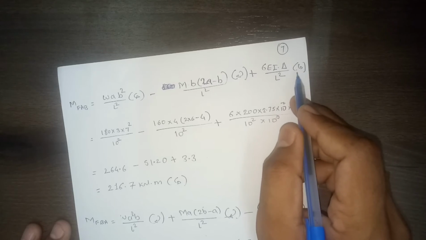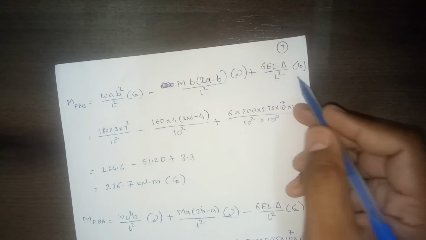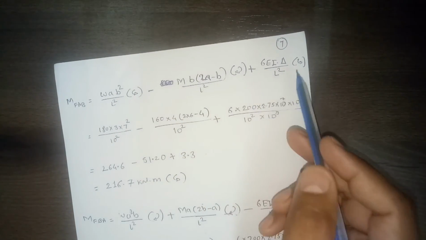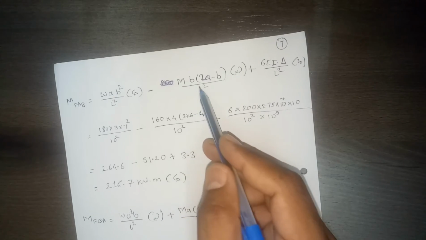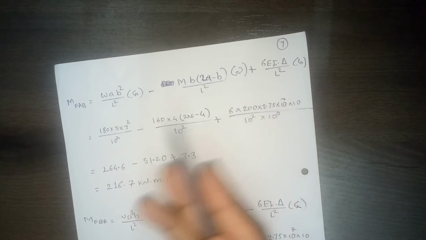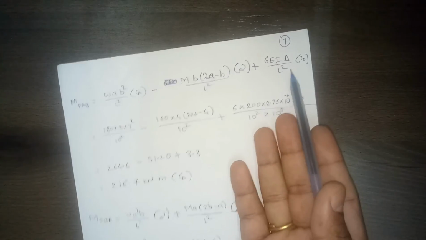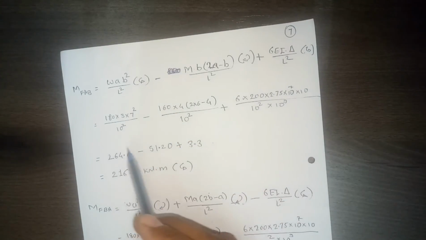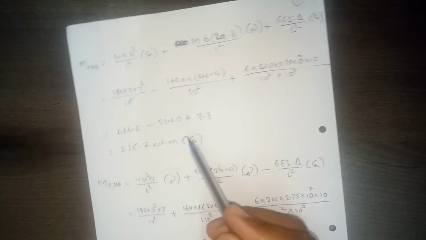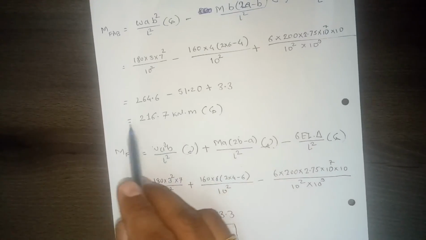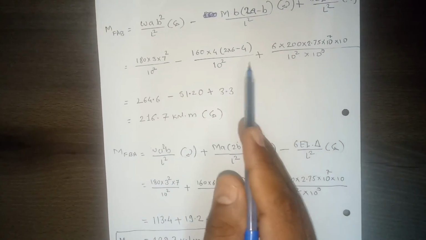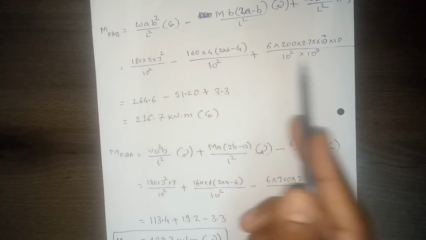This moment will be anti-clockwise, right? So anti-clockwise we are adding, and clockwise we are subtracting here. That hardly matters. Even if you consider this one negative and that one positive, you will get the same answer. So you just substitute the corresponding values of A, B, M.